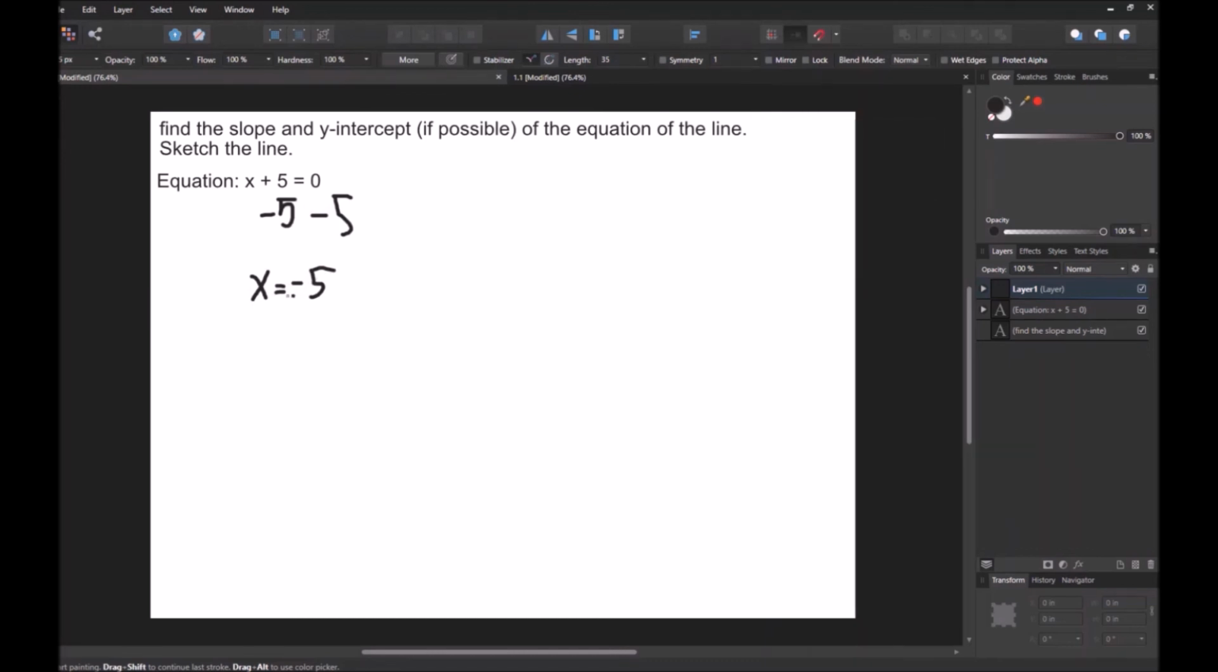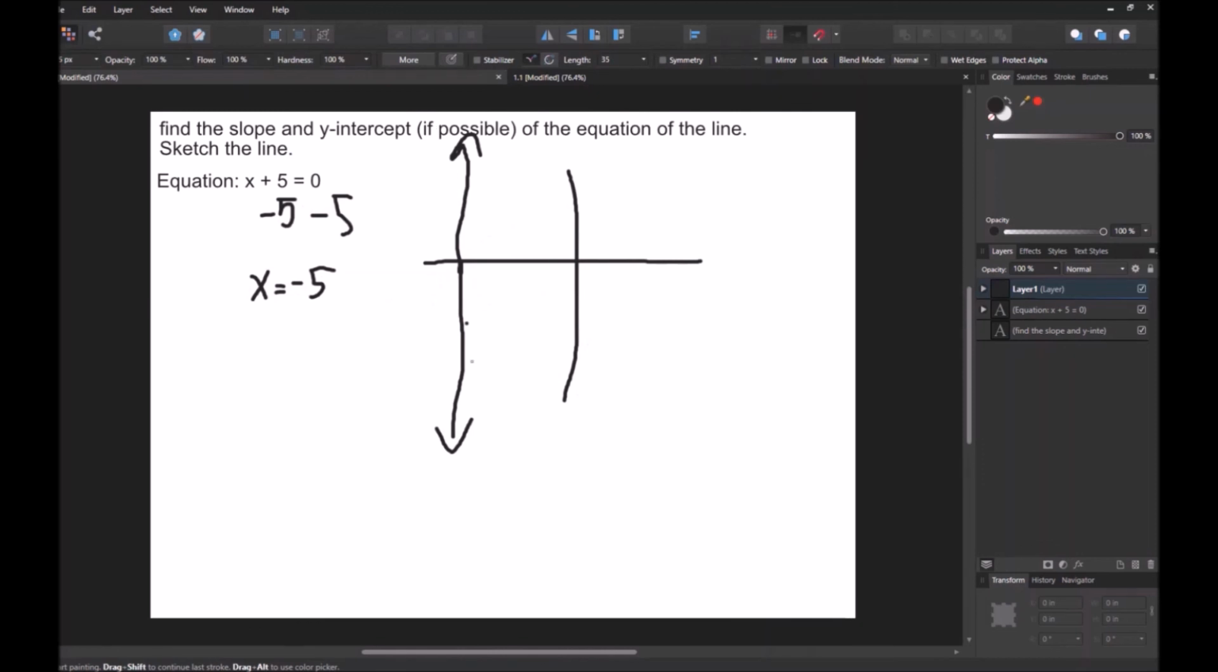So if we look here, this means that at any given y value you want to plug in, x will always be equal to negative 5. So at y equals 0, x will be negative 5. And let's say negative 5 is over here. At y equals 1, y equals 2, y equals 3, y equals negative 1, negative 2, negative 3, x will always be this negative 5 value here.